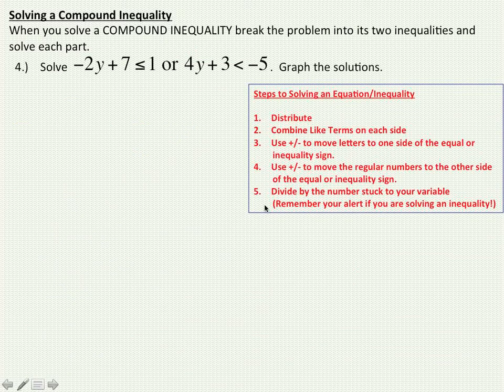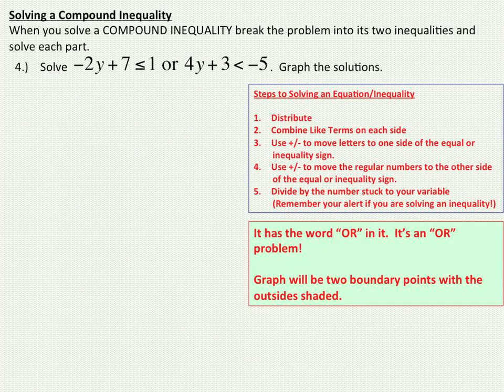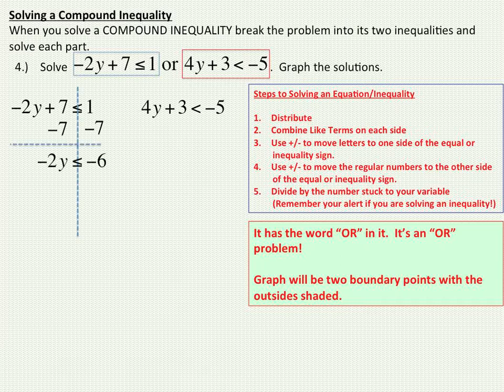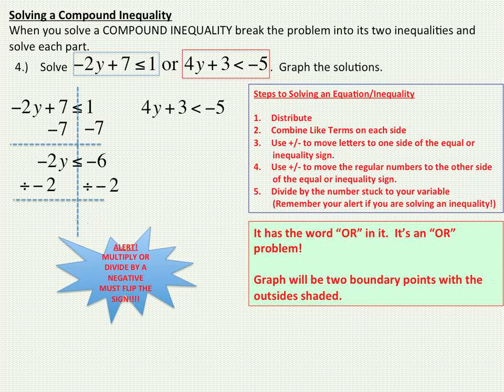Here's number 4. It's already broken apart. It's an OR problem. It has the word or in it. It doesn't get easier than that. I know that the picture will be the 2 points with the outside shaded. There's the first one. There's the second one. I just follow my checklist. Subtract 7 on both sides. -2y is less than or equal to -6. Be careful. You're dividing by -2. So there's your alert. Y is greater than or equal to 3. I flipped it. Now notice, -6 divided by -2 is +3.